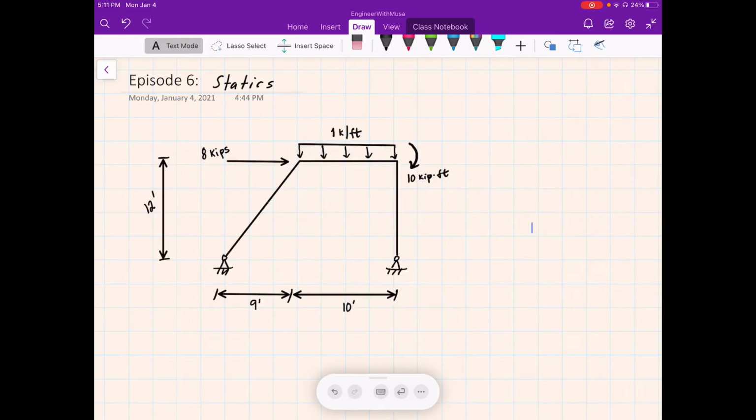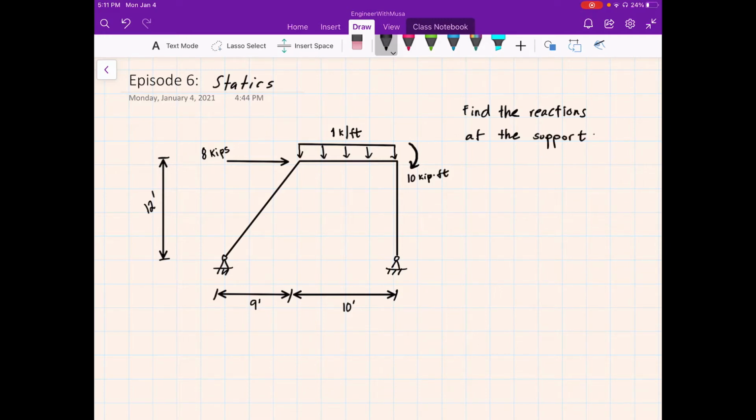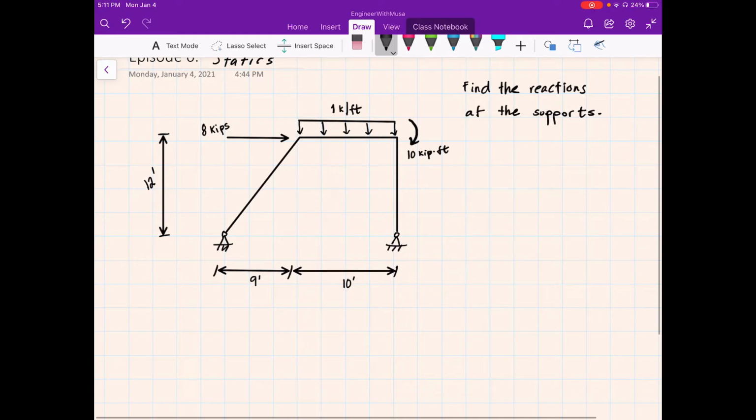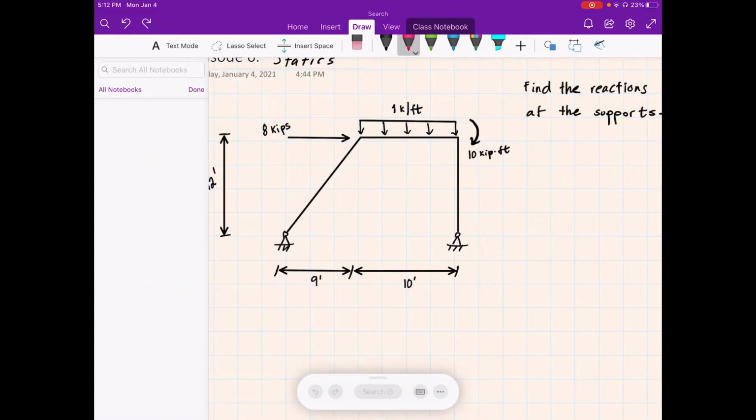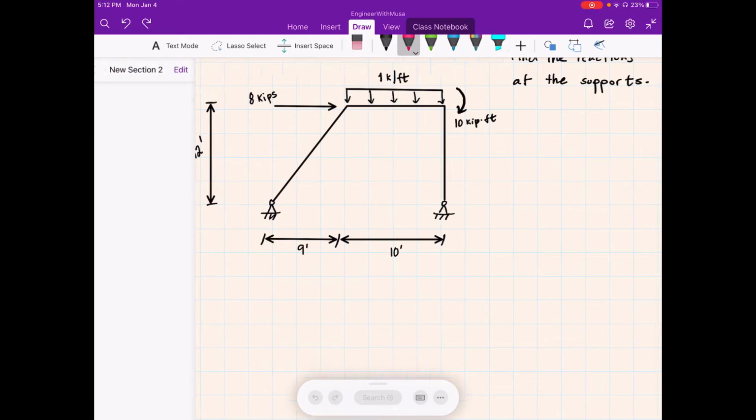So the problem statement asks us to find the reaction at the support. And here we have a 8 kip load acting in the horizontal direction, 1 kip per foot distributed load, and a 10 kip foot moment acting right over here. So with all that information, we can use our knowledge on static engineering and solve this problem.